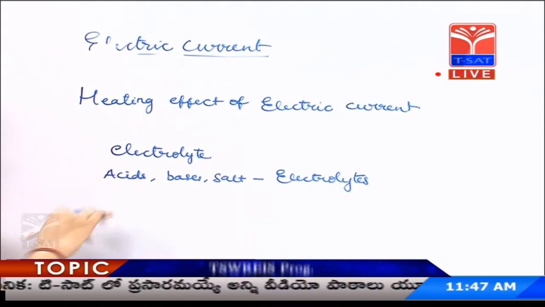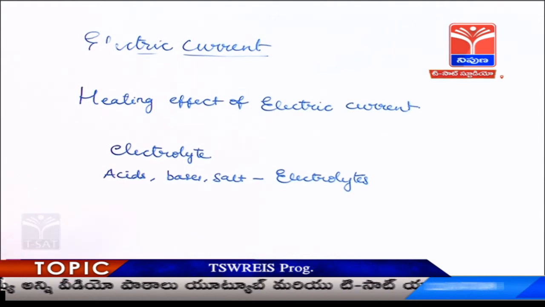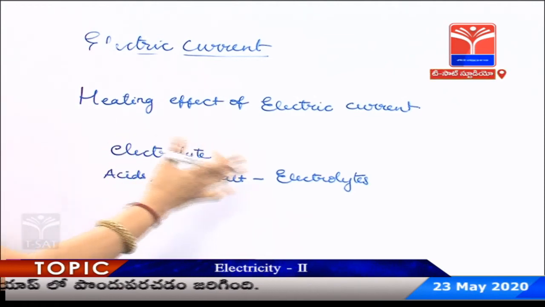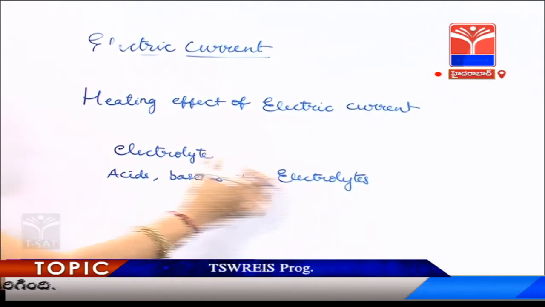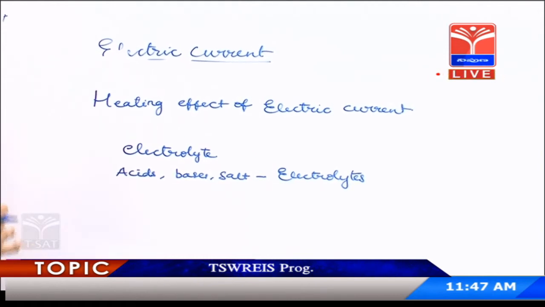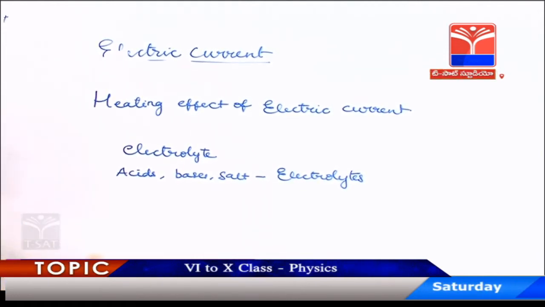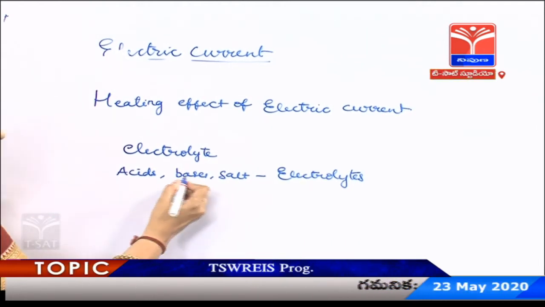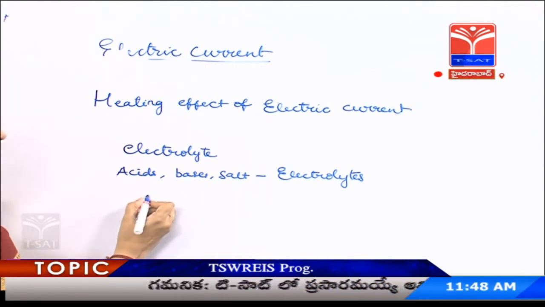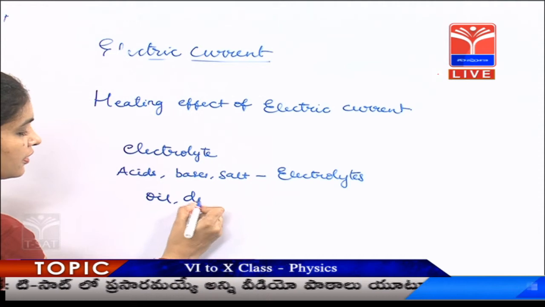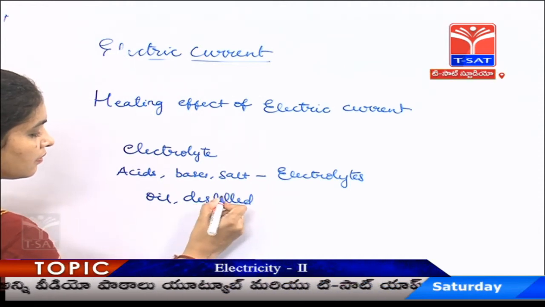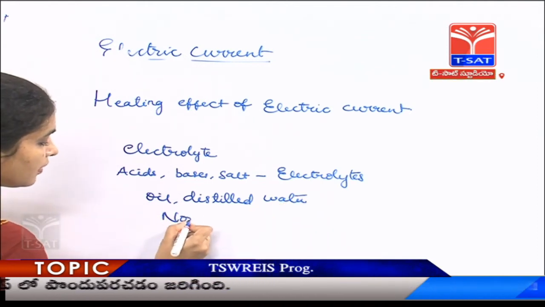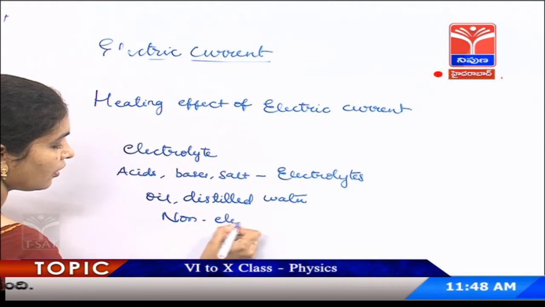Now, repeat this activity with different liquids and test whether the LED is glowing or not. If the LED is glowing, they are good conductors of electricity, they are the examples of electrolytes. If the LED is not glowing, it means they are not allowing the current to pass through themselves. For example, oil and distilled water are examples of non-electrolytes.